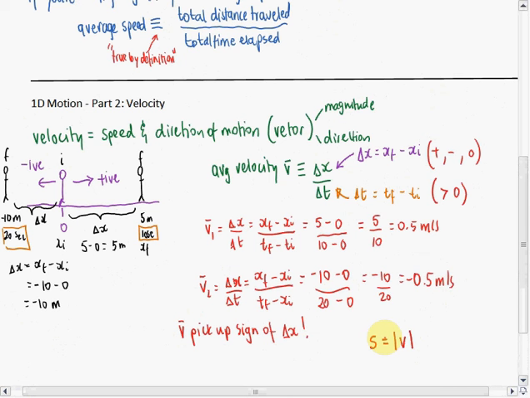Okay, I'll leave it there for now. And in part 3, we'll look at some graphical analysis to show how velocity is related to the change of position, and look at plotting some graphs and making sense of each of those different graphs. Okay, so I'll leave it there for now and see you guys in part 3.